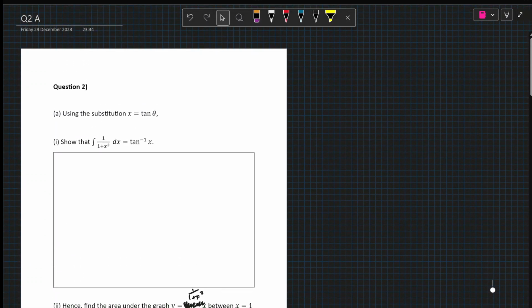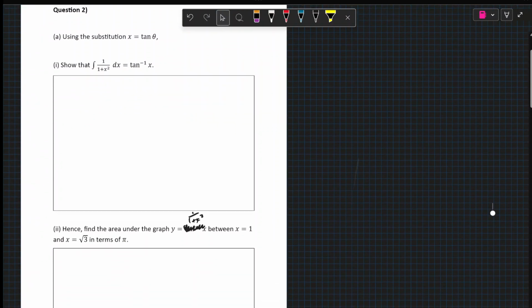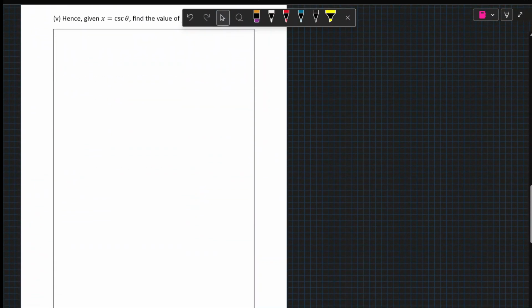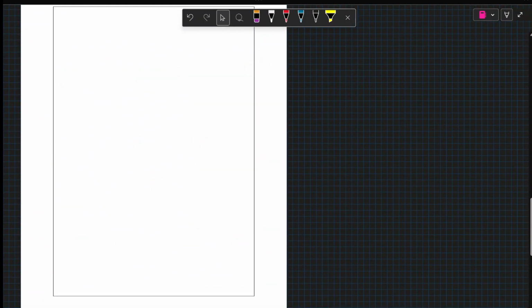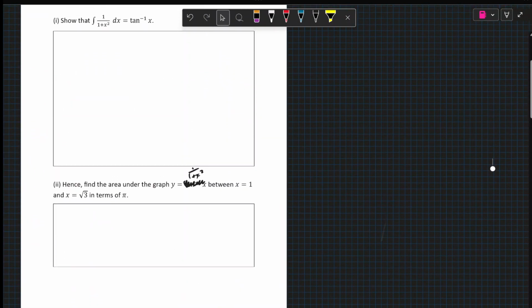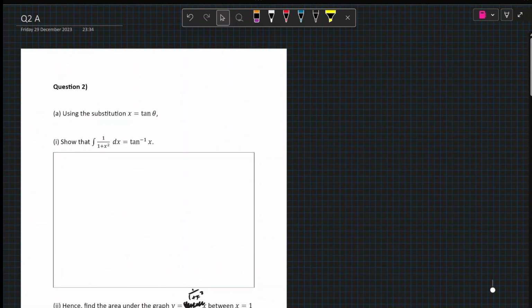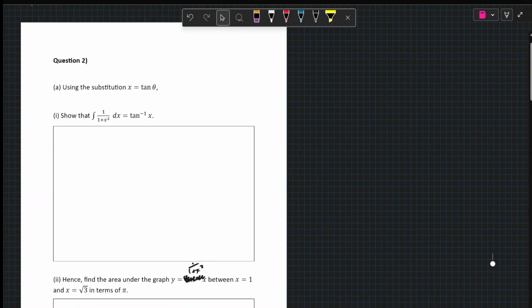So this is question 2 of mock exam A. It starts off initially as a calculus question, and then it goes on to a tiny bit of CVAT just to balance things out. So using the substitution x equals tangent theta, show that the integral of 1 over 1 plus x squared is tan inverse of x.